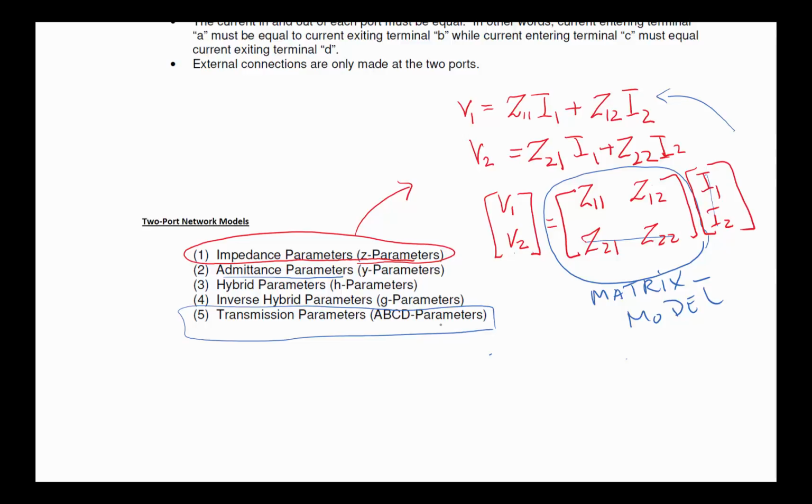In future videos, we will take each one of these models, impedance, admittance, hybrid, inverse hybrid, and transmission, and explore how to use them to characterize circuits, and also how to use them to relate one port to another port. That brings us to the end of the introduction to two-port networks.